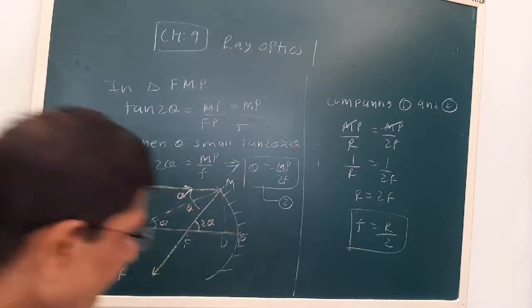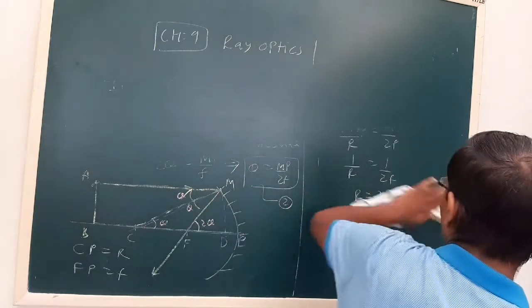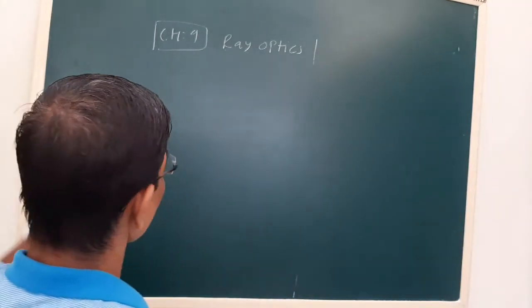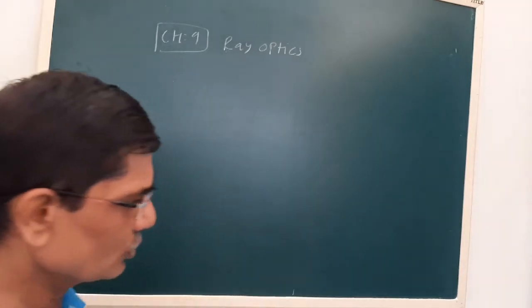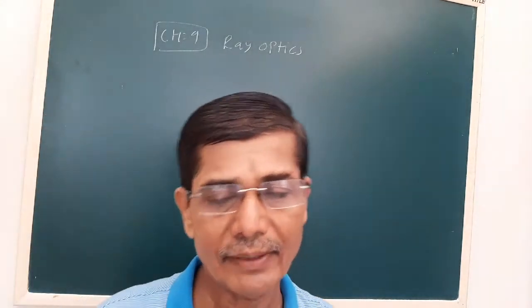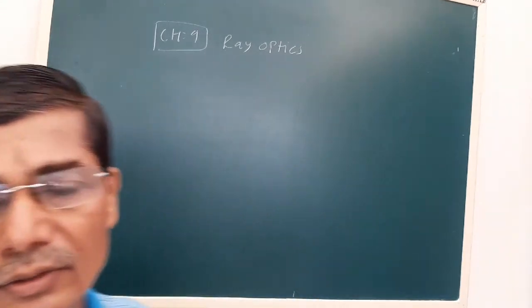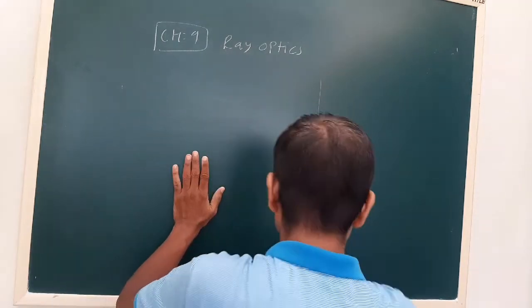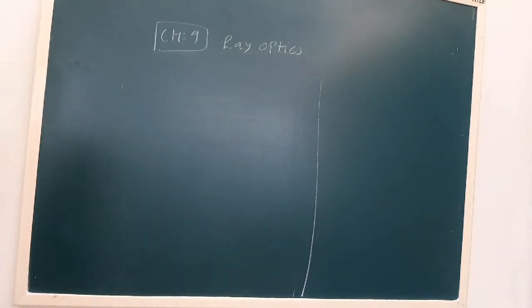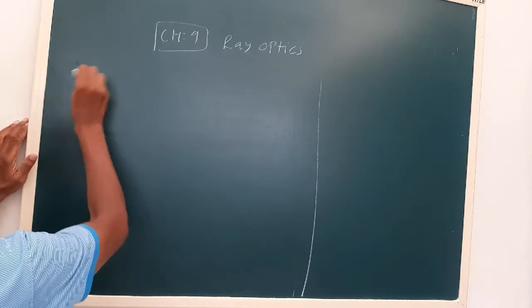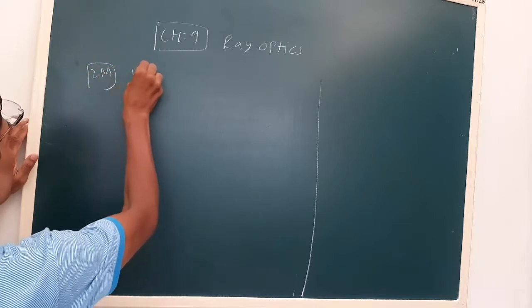Now next is a very important question. We have to derive the mirror formula. In the 10th standard also I think you have derived it. Different books have different methods, but basically we'll follow the textbook, so that will be easy for us to remember. Now the mirror formula can be asked in a 2 marks question or a 3 marks question.